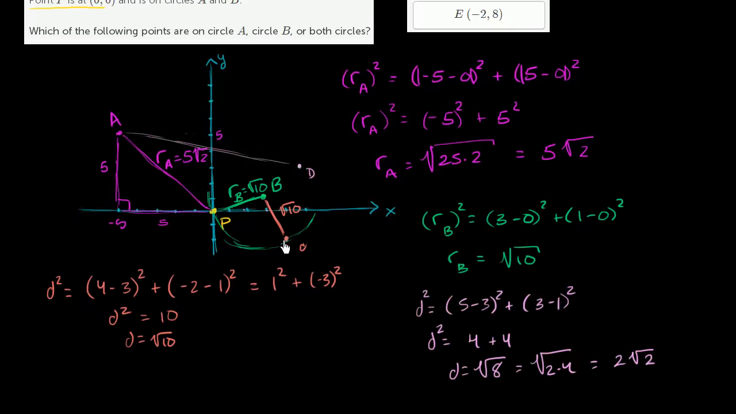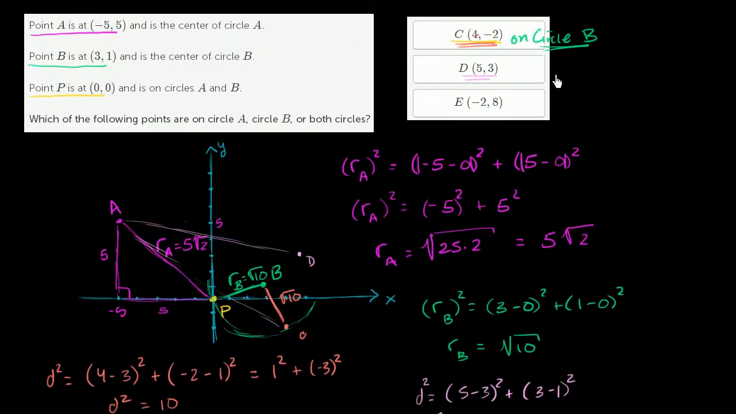And that's also true for point C. Point C is much further than 5 square roots of 2. You can just look at that visually. They're much further than a radius away from A. So this point right over here, this is neither. This is on neither circle.